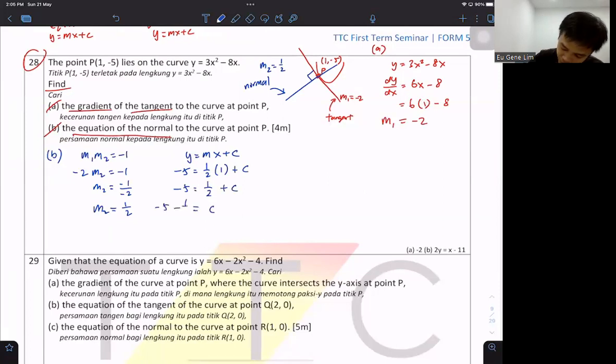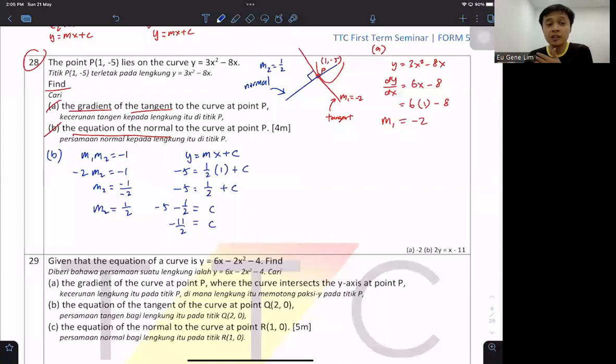So -5 minus 1 over 2. Then press calculator. -5 minus 1 over 2 is -11 over 2. So c equals -11 over 2. So the equation is y equals 1 over 2 x minus 11 over 2. That's the answer. That's the normal equation. You find equation using y equal mx plus c, same like how you do in mathematics.